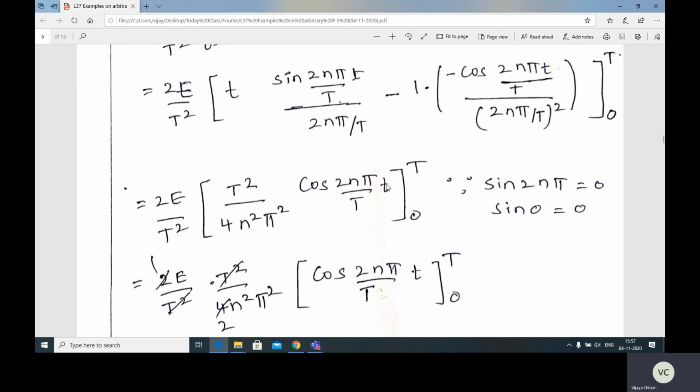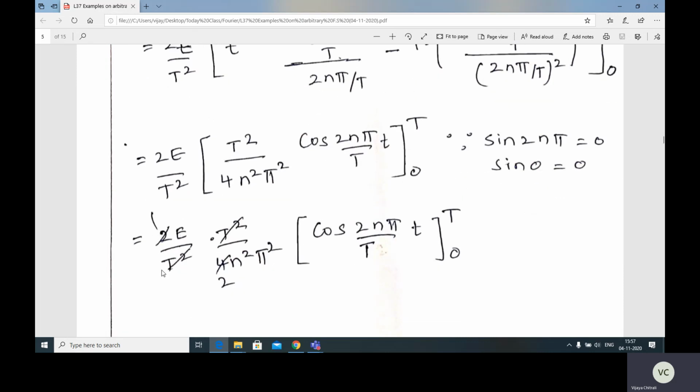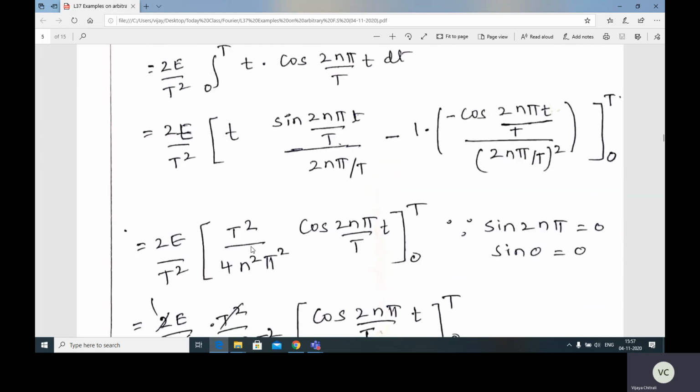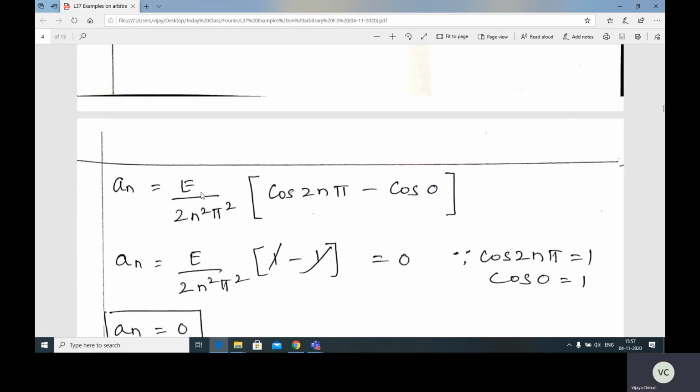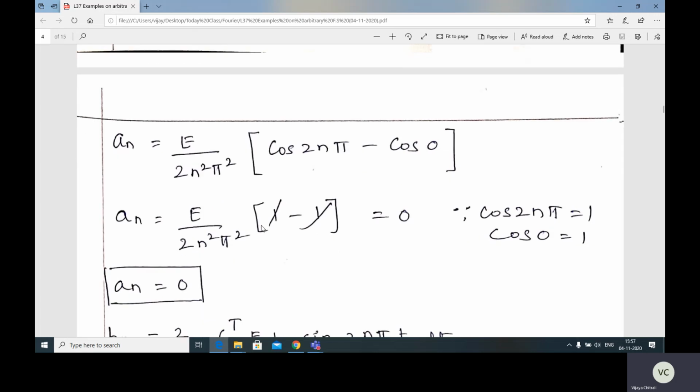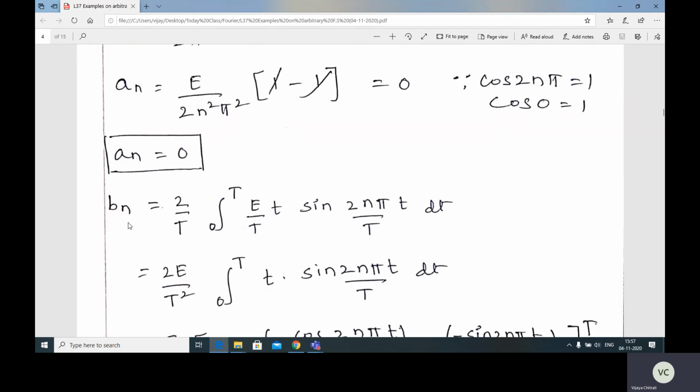So substitute the upper limit as T, T gets cancelled, cos 2n pi, and substitute 0, cos 0. So the next step is 2E divided by T square into 4n square pi square. Now substitute the upper and lower limit, the 2s are common, T square also gets cancelled. Next step, an is equal to E divided by 2n square pi square, cos 2n pi minus cos 0. Cos 2n pi is 1, cos 0 is also 1, minus 1 plus 1 get cancelled. So this is 0, 0 into something is 0. So an is 0.